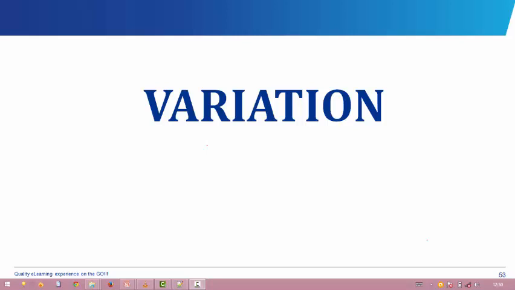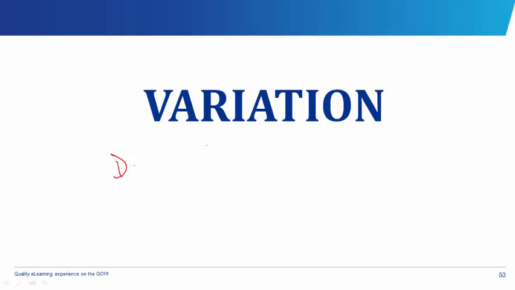Okay, in this chapter we're going to look at two concepts. One is a type of variation called direct variation. Another one is inverse variation. Now let me explain what we mean by variation.